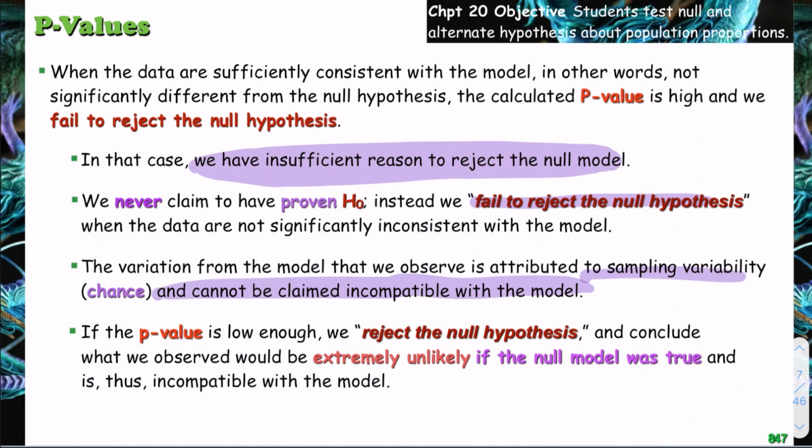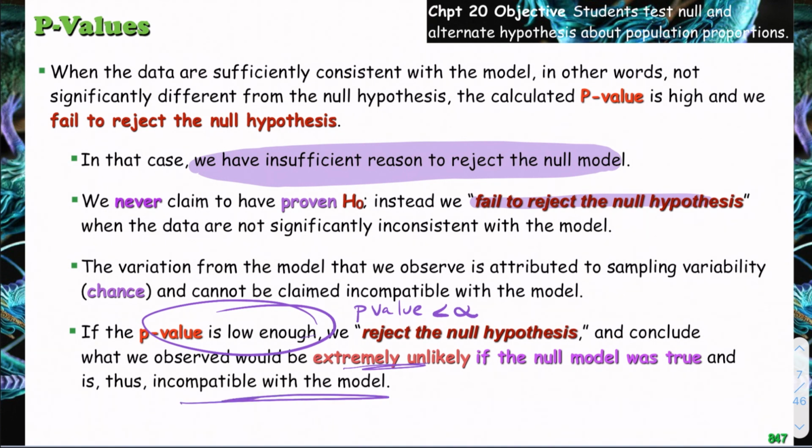So if the p-value is low enough, what does it mean by low enough? Well, if the p-value is smaller than that original alpha that we set out, that convincing number that we would say is pretty unusual, we reject the null hypothesis. So our original statement was false. That's what we mean by reject the null hypothesis, and conclude that what we observed would be extremely unlikely if the null hypothesis was true, thus incompatible with our model.